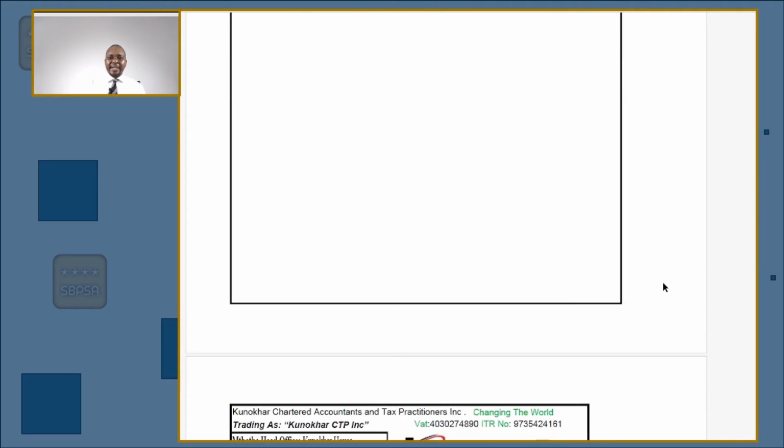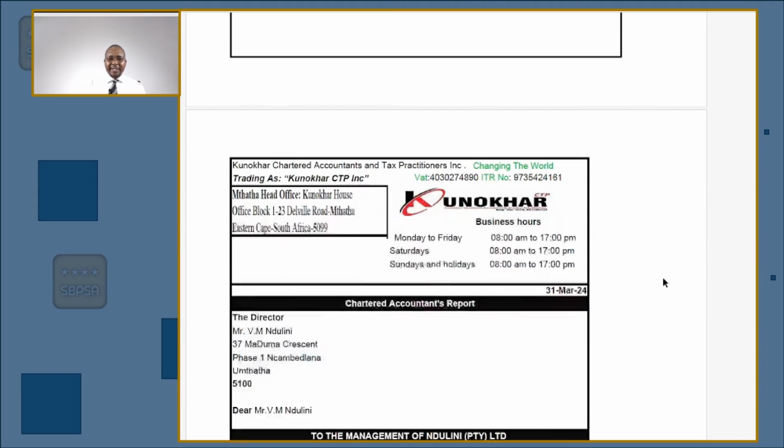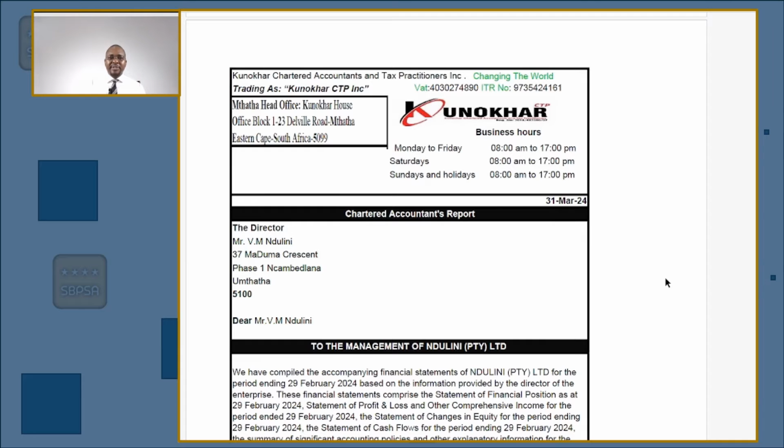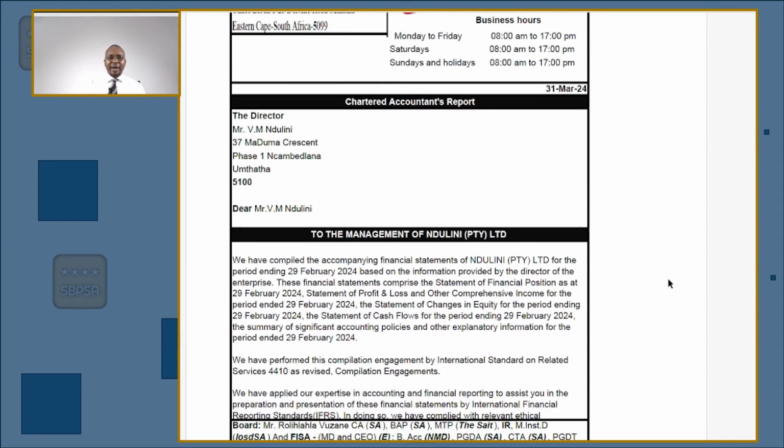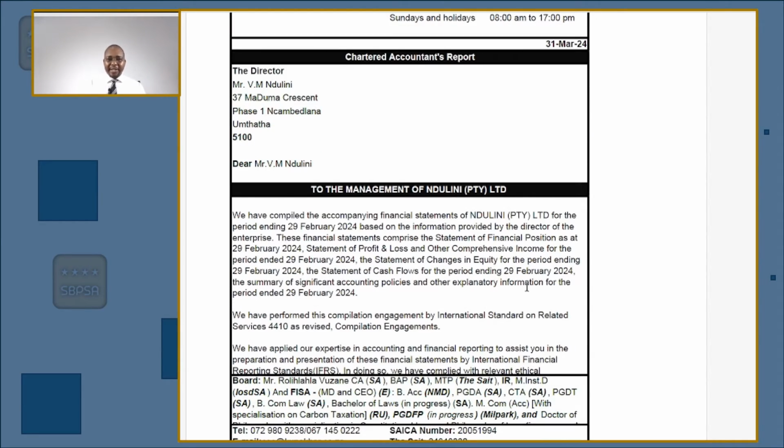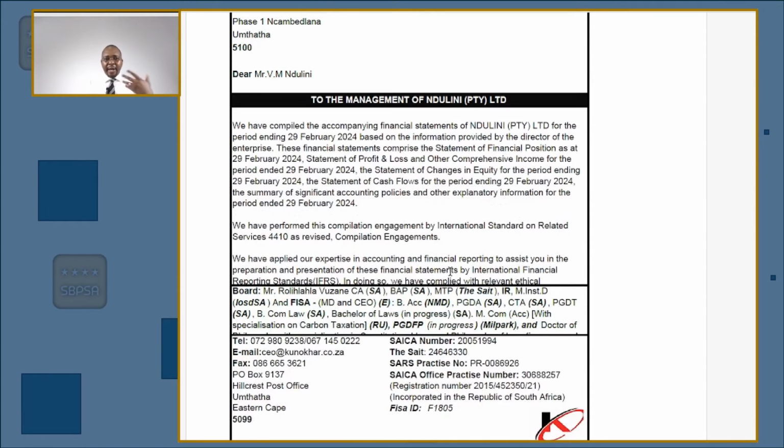Then we've got executive reports. The first executive report is the report of the chartered accountant, which will tell us what he has done. Mainly, he will tell us that he has done the financial statements for the business. Those financial statements include the income statement of profit and loss, the changes in equity, the statement of cash flows, and the notes. He will tell us how he complied with that.